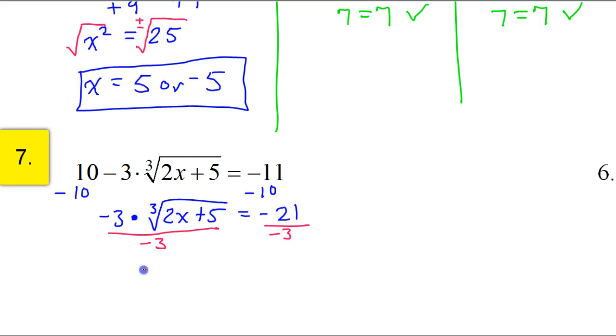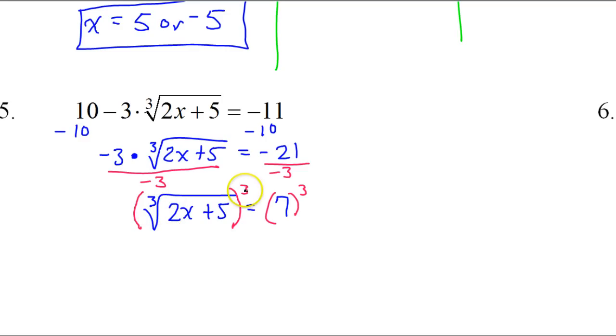So that is going to give us the cube root of 2x plus 5 is equal to positive 7. Okay? Now that the radical is by itself, if we want to get rid of this cube root, we can just cube both sides.